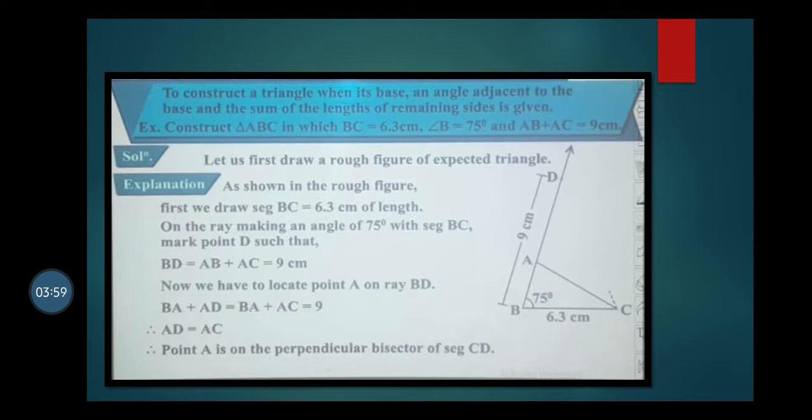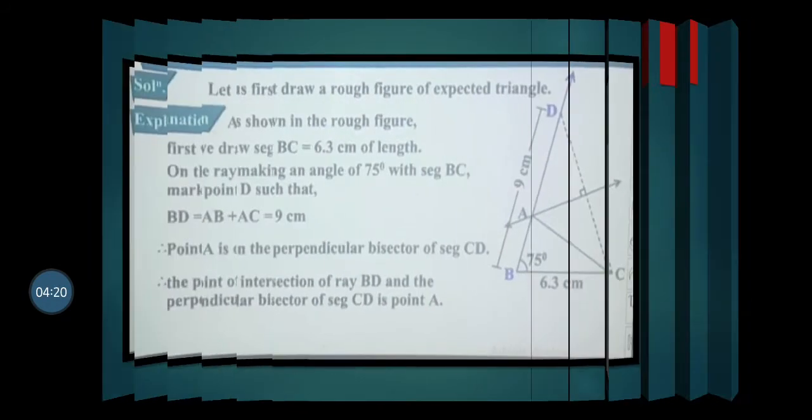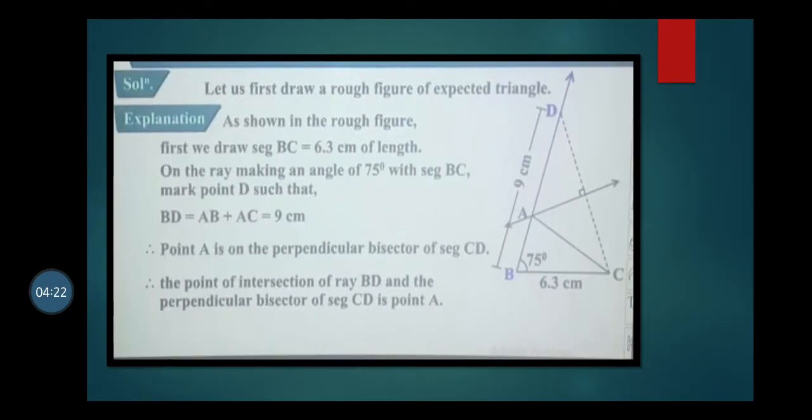Now we have to locate point A on ray BD. So BA plus AD is equal to BA plus AC, that is equal to 9. Therefore AD is equal to AC. Therefore point A is on the perpendicular bisector of seg CD. Therefore the point of intersection of ray BD and the perpendicular bisector of seg CD is point A.